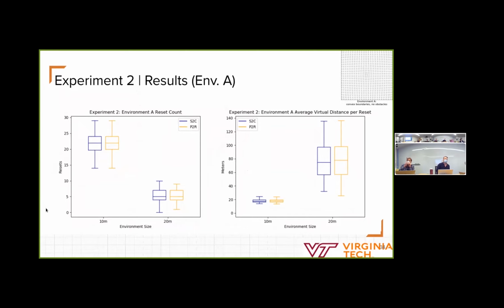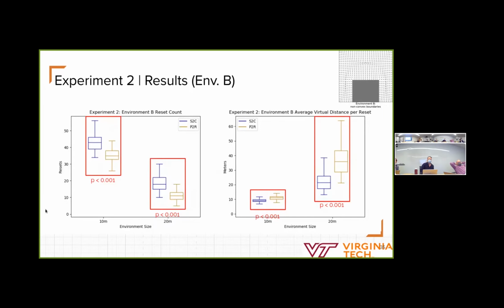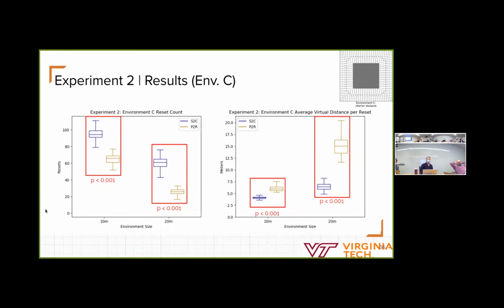So on the next few slides, we'll have two graphs. On the left will be the number of resets, and on the right will be the average virtual distance traveled per reset. So it's kind of just two different ways to talk about the same metric. On the left, lower is better. On the right, higher is better. So for the environment with nothing in it, we would expect not much of a difference, and that's exactly what we saw. As soon as we started making the environment more complex, though, we started seeing much better results. And then for environment C, which was admittedly the worst case scenario for steer to center because there was an obstacle in the center of the environment, we saw a much larger improvement.